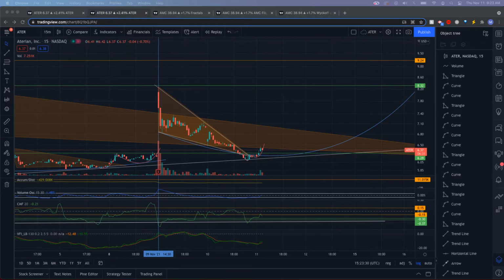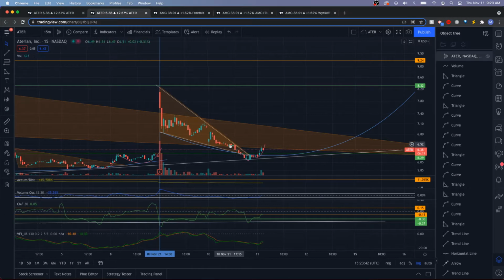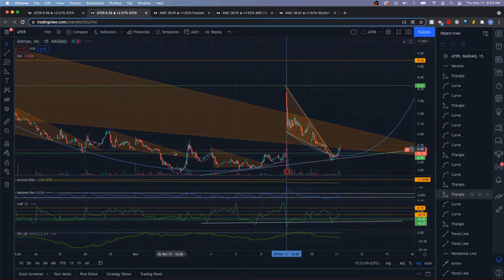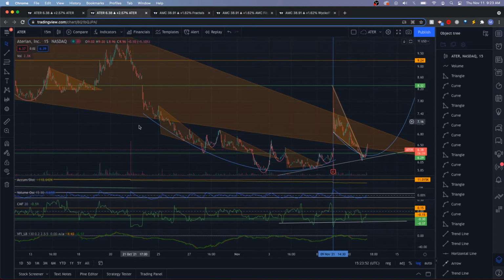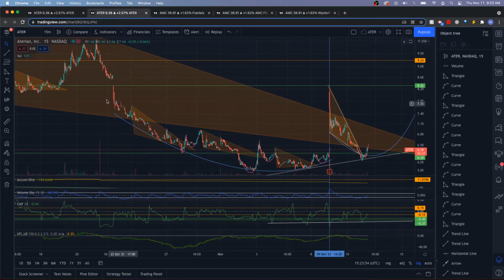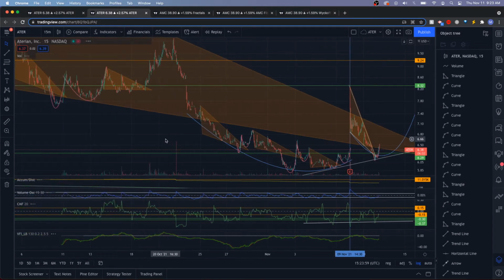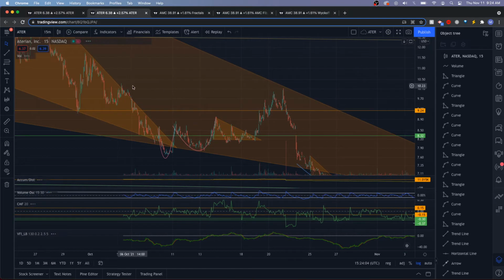The first answer is, why does any TA help? Technical analysis is just studying patterns. If we have a pattern on a stock and we see this pattern repeated a lot on Ater, then we can at least anticipate how the pattern 9 times out of 10 is going to act. Now, there are exceptions.